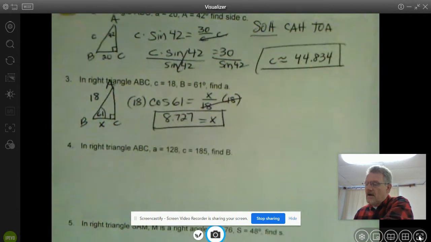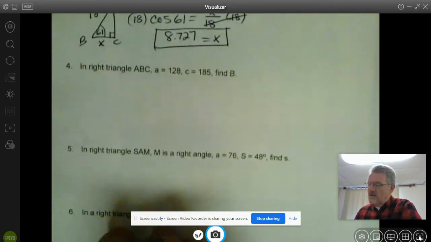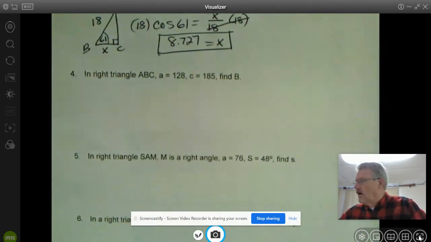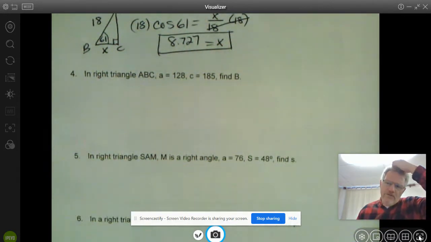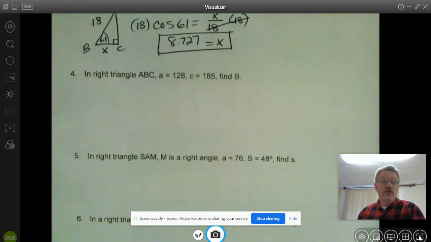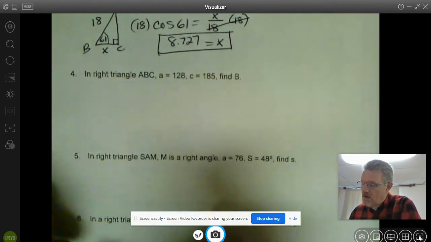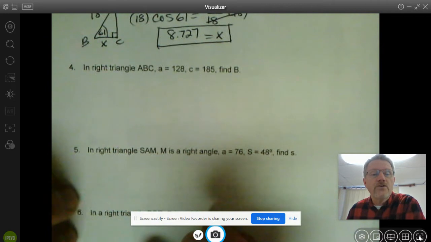Okay, so just a reminder of that right triangle trig that you guys took a while back. I don't think it's in Algebra 1 anymore. I don't remember doing that the last couple of years. And I'm not even sure if you guys do it in 8th grade anymore, so you should have done it last year in geometry, though. Okay, number 4, in right triangle ABC.